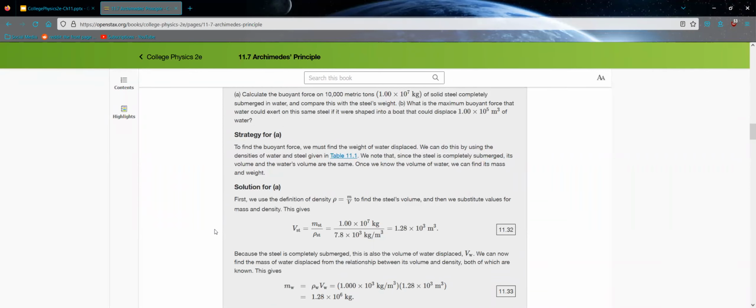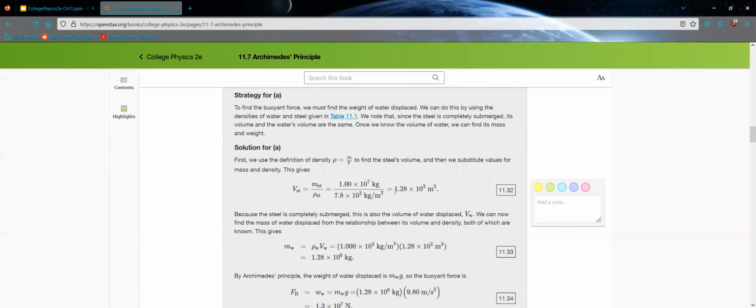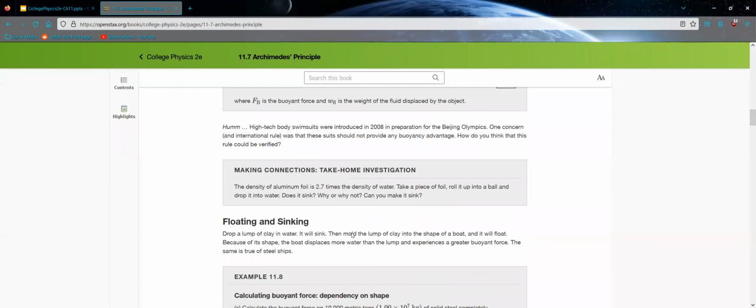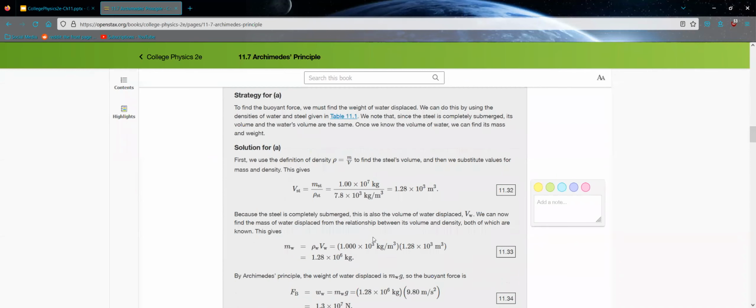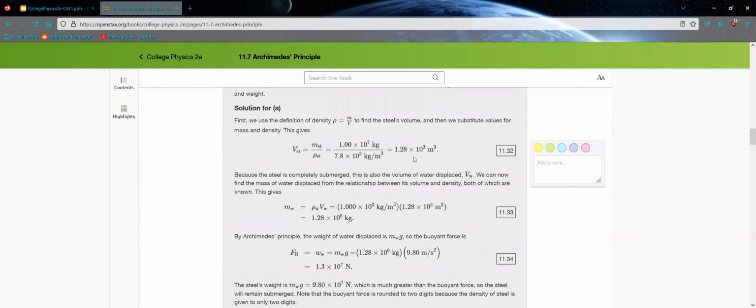So we do have equations relating to all of these things. For example, density is mass over volume, right? So you can figure out the steel's volume based on those conversions. Its mass, its density, 7.8 times 10³, from that chart we talked about way at the beginning of this video. The volume of this particular steel, 10,000 metric tons of steel, is 1.28 times 10³ cubic meters. Because the steel is completely submerged for the example, this is the volume of the water displaced.